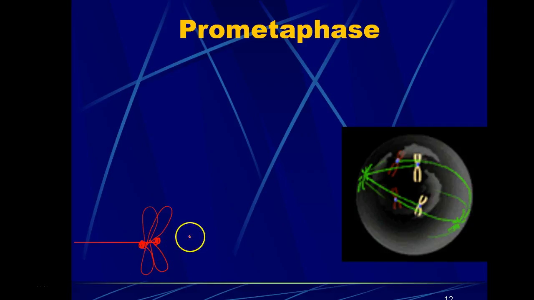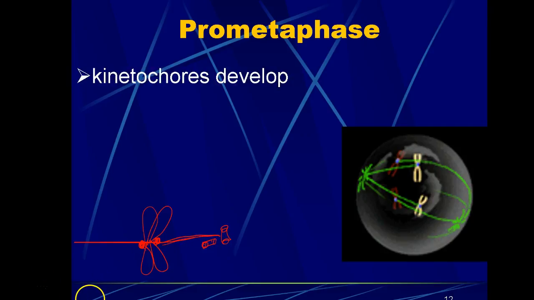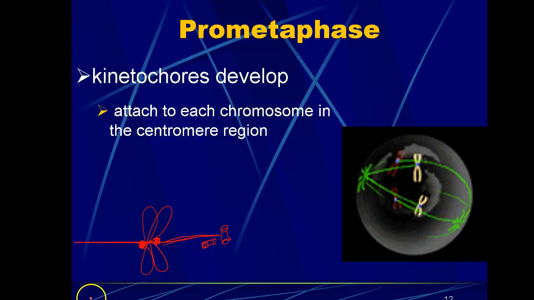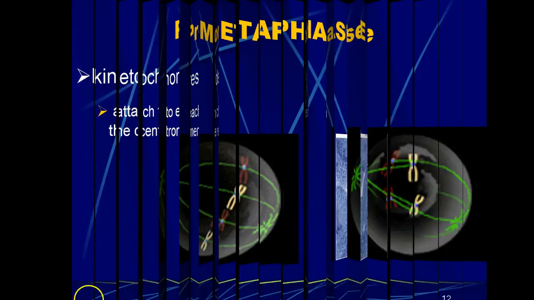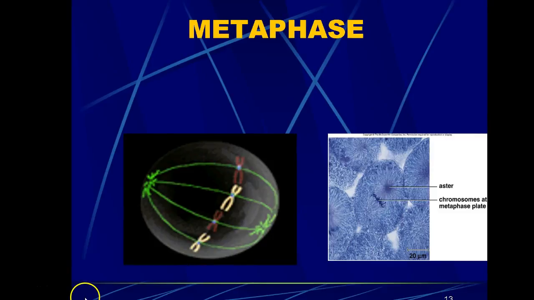Those kinetochores will attach there, so that once we've got our centrioles, they have a point of attachment for the spindle fibers. Okay, so these are protein cores, protein complexes that develop and attach themselves to the centromere region of each chromosome. Okay, then metaphase. So now we've got an ability to move the chromosomes about the cell.